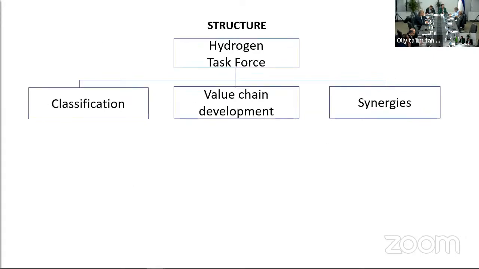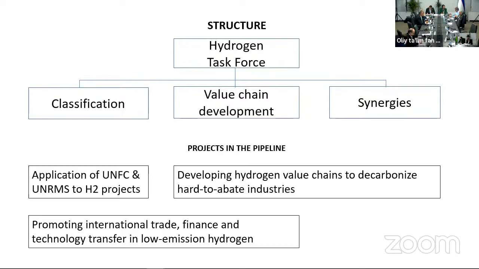The hydrogen task force works in three work streams: classification, value chain development, and synergies. In these three, we are trying to engage various experts and have smaller groups of dedicated experts deal with specific activities under these three work streams.